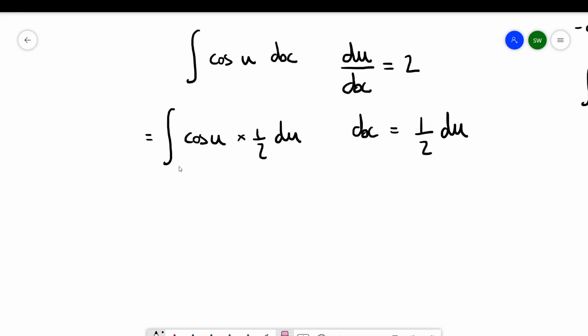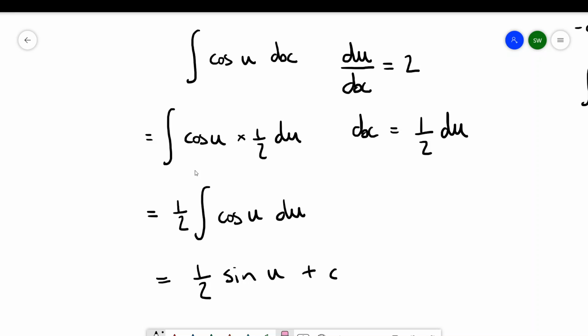Now we've eliminated x, and we've just got an integral where everything is in terms of u. So you don't need to, but you can take the half as a factor out of the integral. So we're going to have half integral of cos u du. So we know how to integrate cos of u with respect to u. That's just sine of u. So we're going to have half sine of u plus our constant of integration.